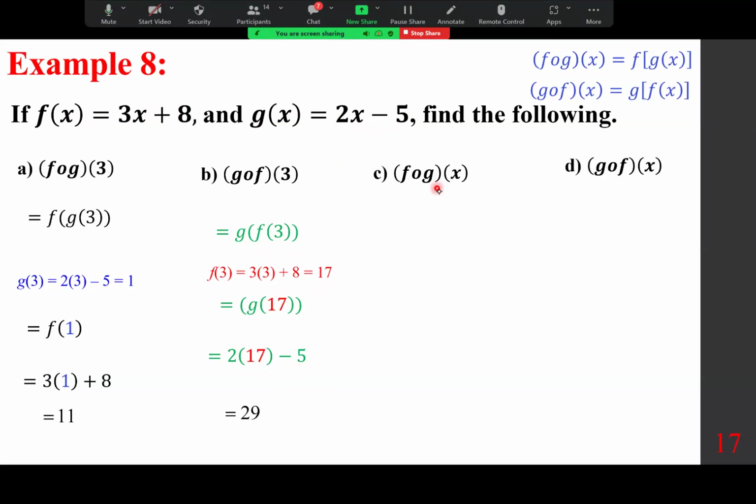f∘g of x. That means f of g of x. That means f of 2x minus 5. That means into the f function, replace the x with 2x minus 5.